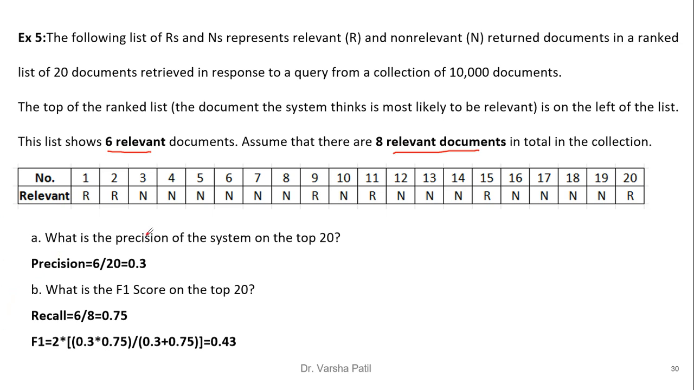So the first question is, what is the precision of the system on the top 20? Now for precision we need to check at this location. At this location the denominator is 20 and up to that 6 documents are retrieved. So 6 by 20. What is the F1 score on the top 20? First, to get the F1 score we need to calculate the recall. Total 8 documents are relevant in the system, so the denominator is 8. Out of that 8, we retrieved 6. So 6 by 8 is 0.75. Now F1 is 2 times precision times recall divided by precision plus recall. So by applying this formula we can calculate the F score.